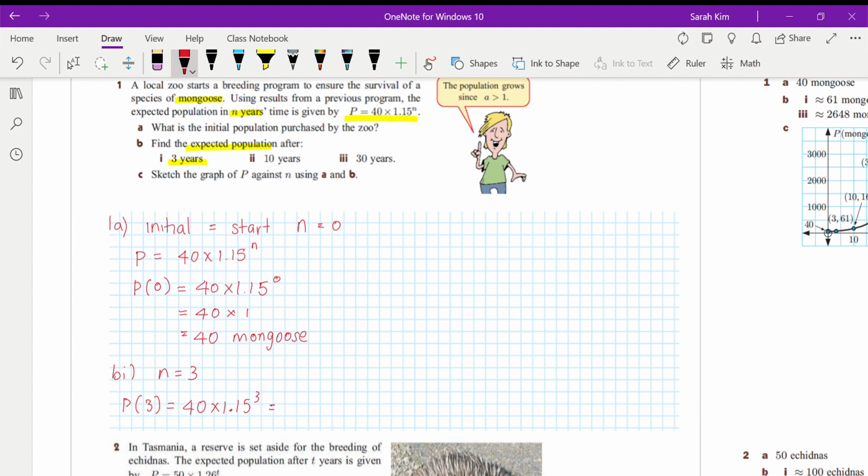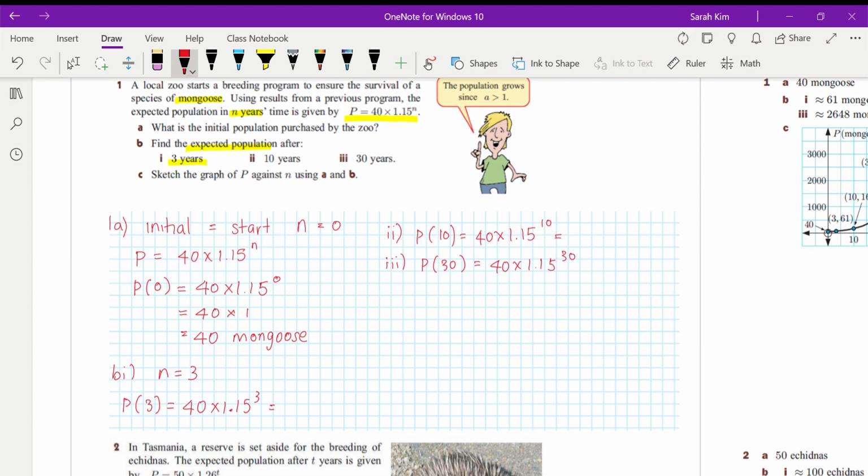All I have to do is just chuck that in the calculator, and I'll just leave that for you to do, because I don't have my calculator with me. And then for (ii), I put p with 10 instead of n years. So 40 times 1.15 to the power of 10, and use your calculator to find the answer. And for (iii), I just do P for 30 years, and then go 40 times 1.15 to the power of 30.